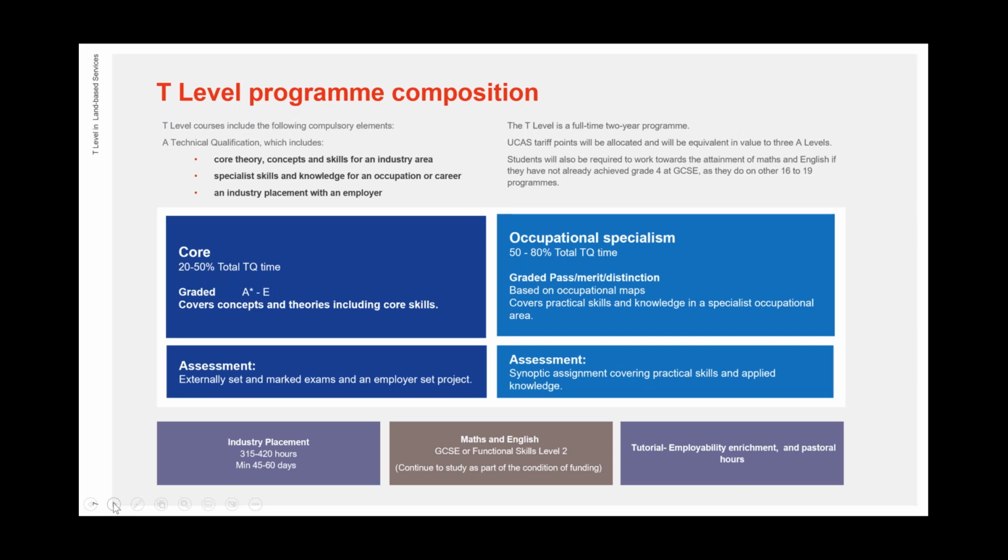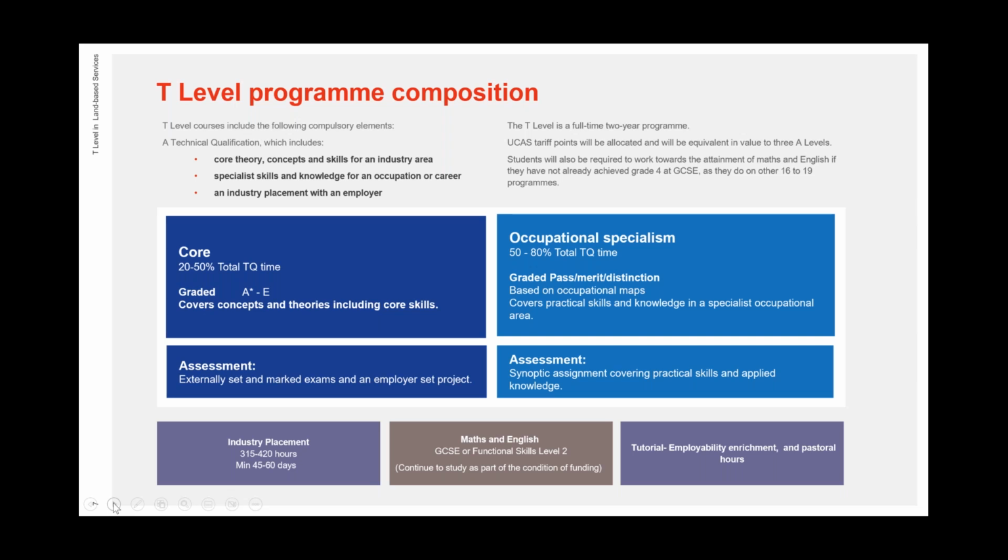The first time the learner takes those assessments, they have to take all three to achieve a grade: the Common Core, the Core Pathway, and the Employer Set Project, or ESP. Subsequent to that, in any resit, for example, they may be able to resit a single component, but all three of those components have to be sat the first time. That core component is given a grade between A star to E.